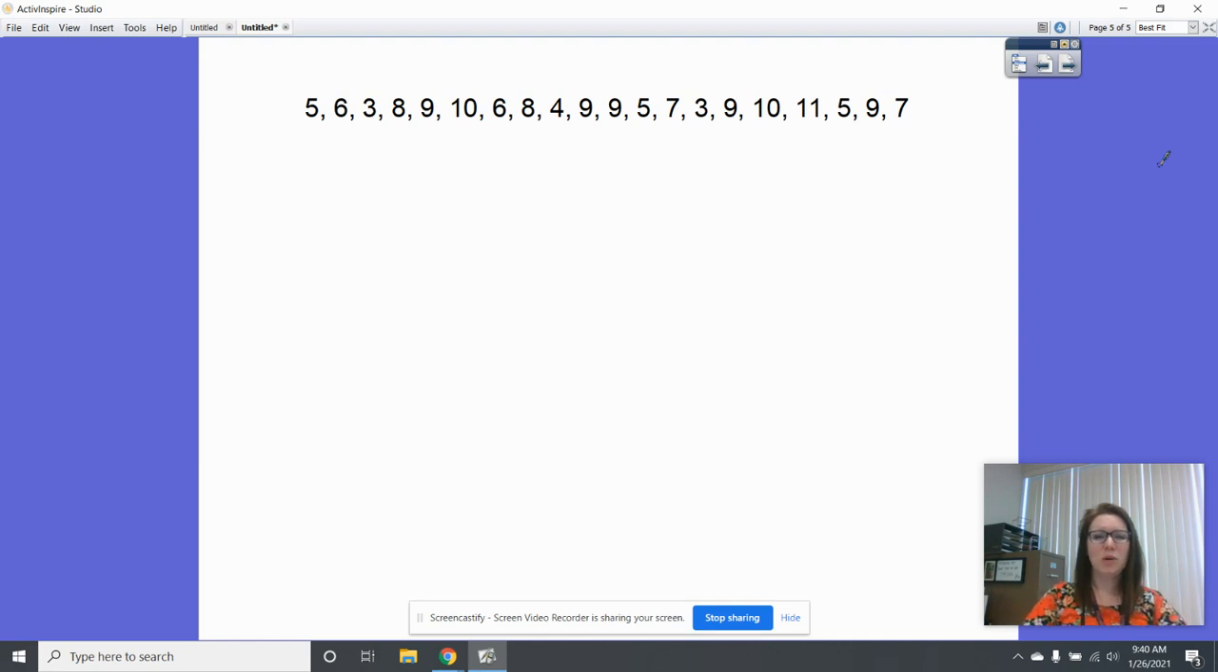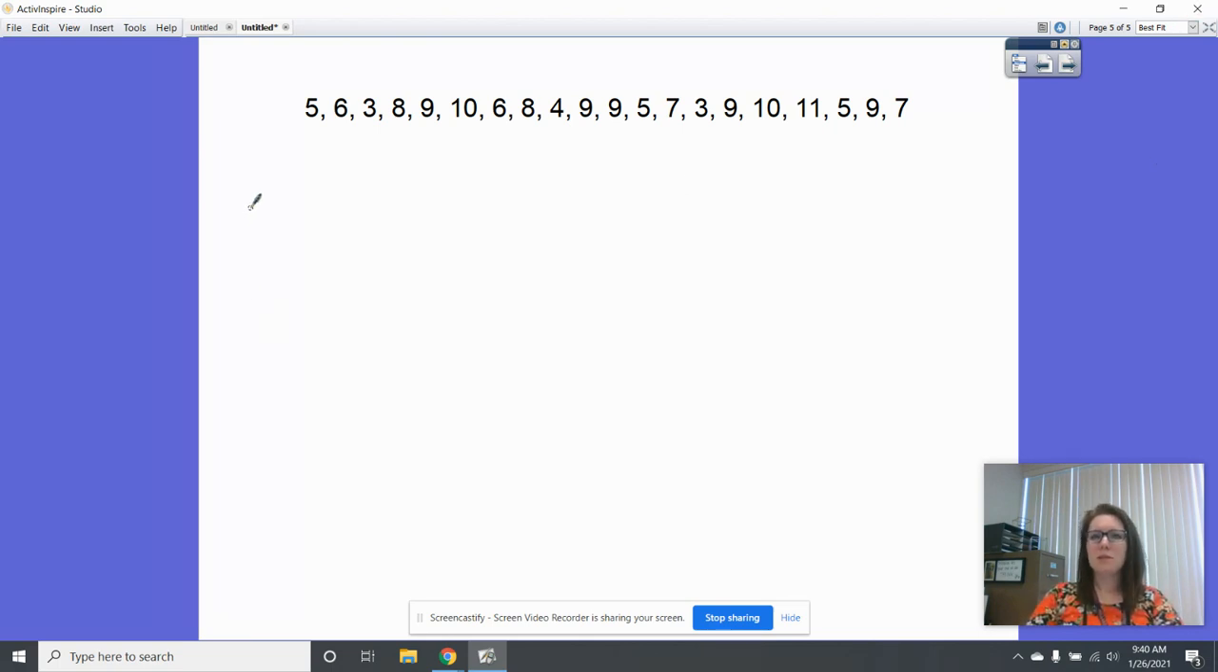Hi, today we're going to talk about how to find different measures of center. A measure of center is really just finding the middle of a set of data. So when we say a measure of center, we really mean mean, median, and mode. We're also going to talk about range today.